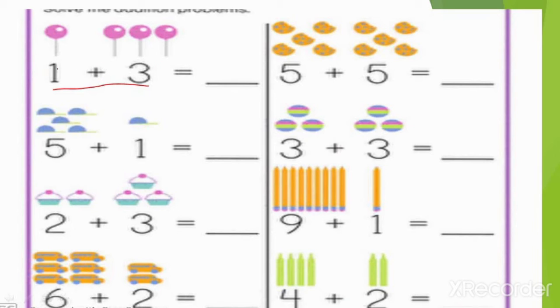1 plus 3. 1, 2, 3 and 4. By adding 3 to 1, we get number 4. Okay. 5 plus 1. What will happen if we add 1 to 5? 1, 2, 3, 4, 5 and 6. Total of 5 plus 1 is 6. Make practice regarding this at your home. It will be helpful to you to understand addition more.